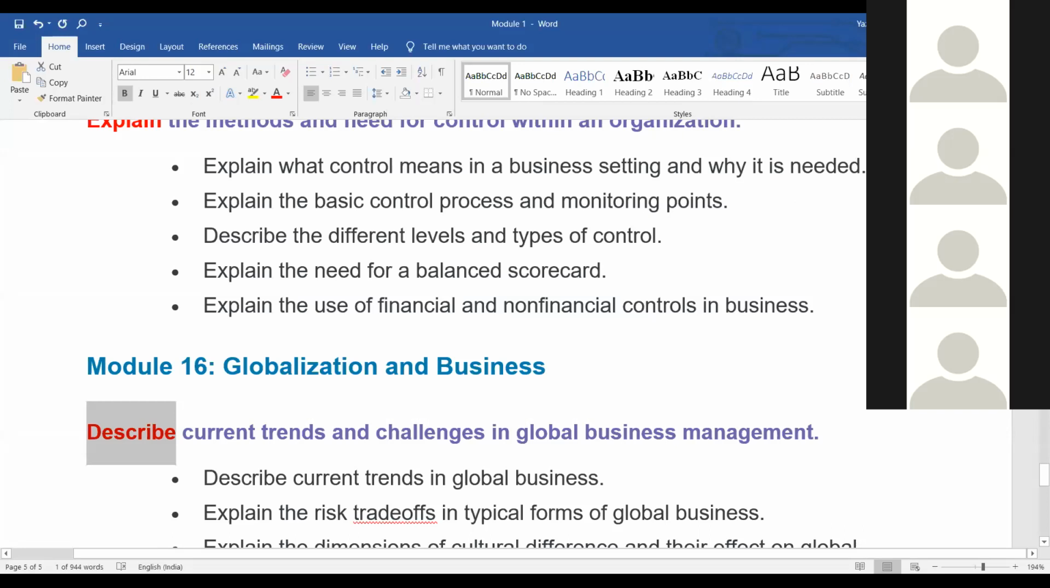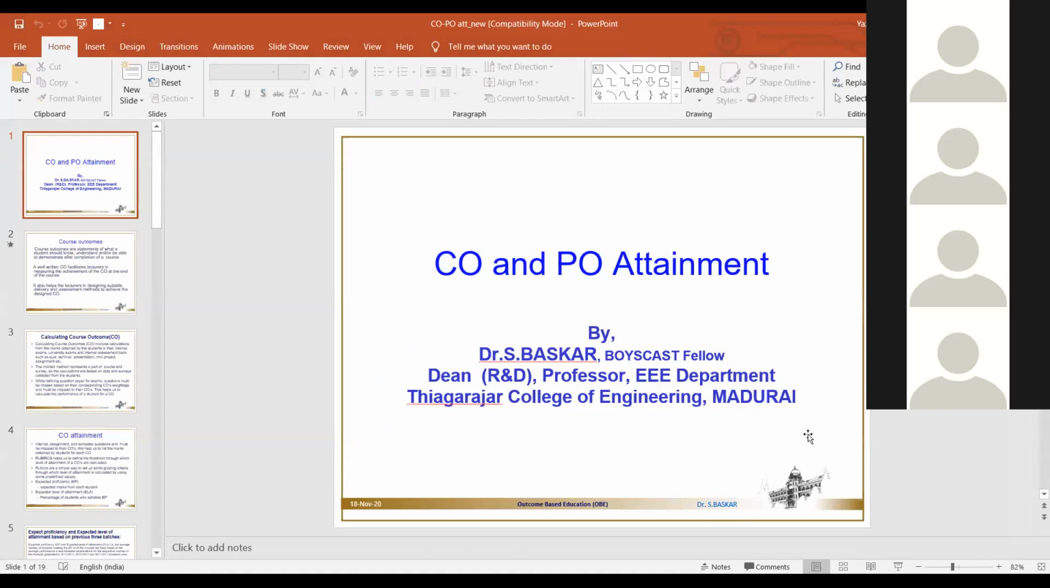I think with that, we will move on to today's discussion, because today our major focus is how to measure the attainment of CO and PO. We'll spend most of the time discussing this CO PO attainment. Are you okay with the discussion on management topics now? Can we proceed? Yes, sir. Okay.